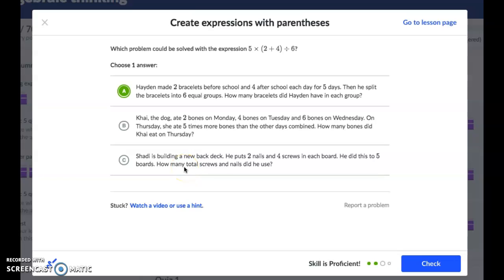Shady is building a new back deck. He puts 2 nails and 4 screws in each board. He did this to 5 boards. How many total screws and nails did he use? So this one fits perfectly with our beginning, 2 nails and 4 screws, okay? And then timesing that by 5 boards, but this has nothing with the 6 in there. So A is our best answer.